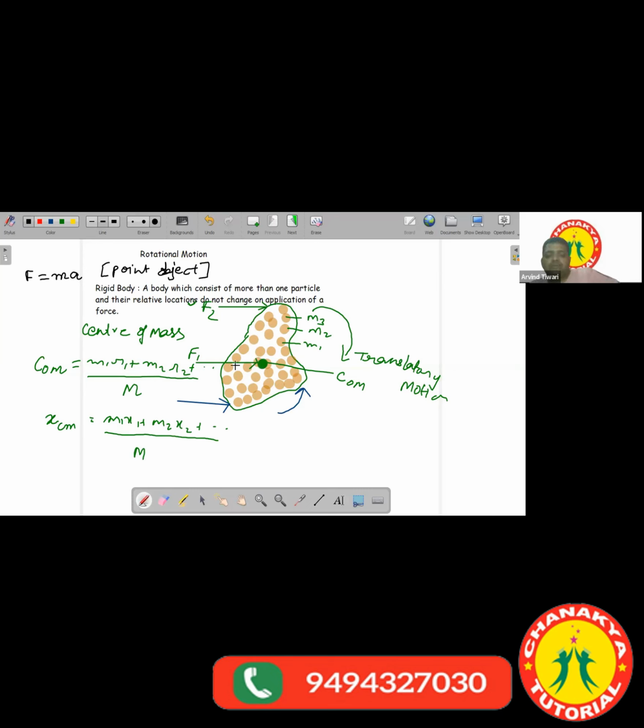If we apply the force F1 at the center of mass, this will produce a translatory motion. This green dot is the center of mass, and if you apply a force F1, an acceleration will be produced in the direction of force, right? But if you apply a force F2 at a point other than the center of mass, just above it, do you think that again it will create the translatory motion?